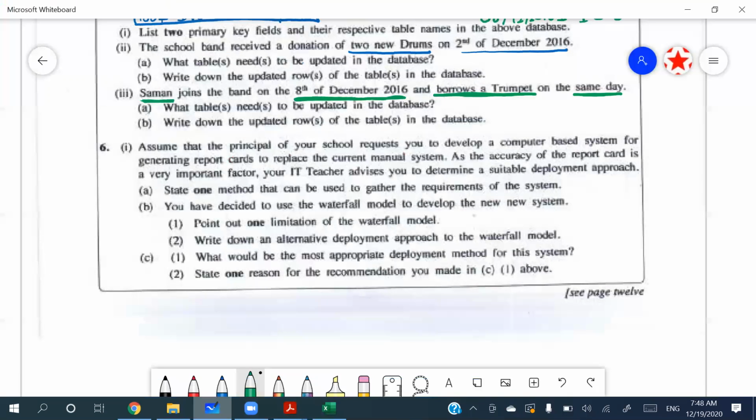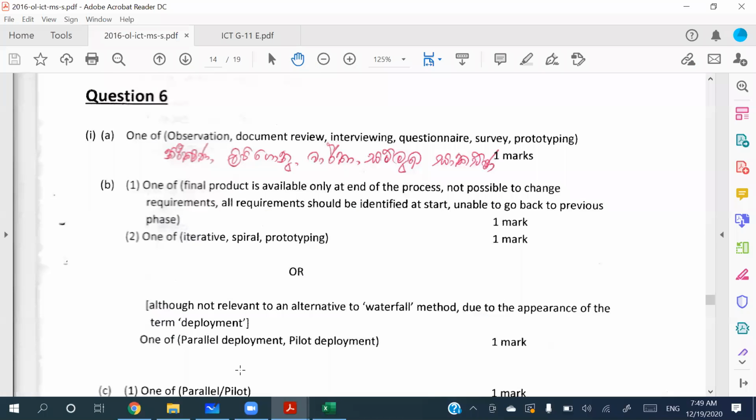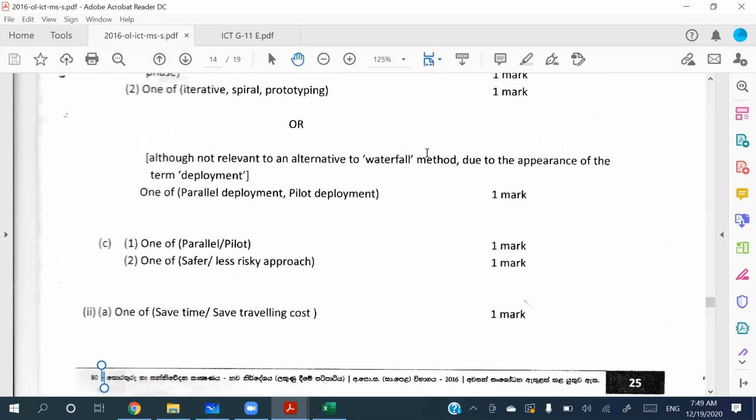Right, and for the C part, it says, what would be the most appropriate deployment method for this system? Now, since this has a risk, it's a critical thing, as the accuracy of the report card is a very important factor, they said. Like the implementation method, direct deployment won't be very suitable for this. Let's go through the marking scheme as well. So parallel or pilot, they say, right?